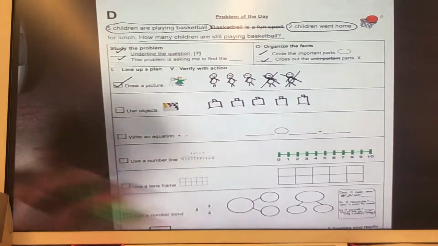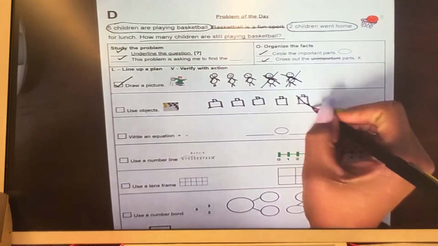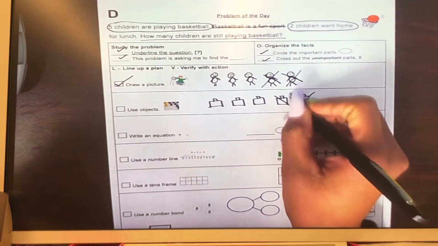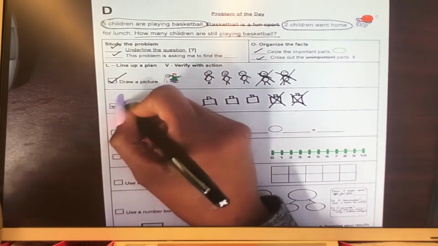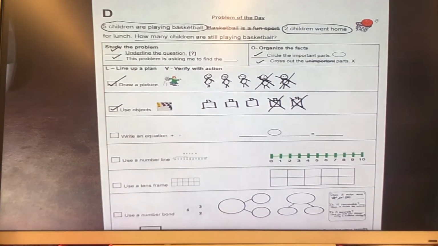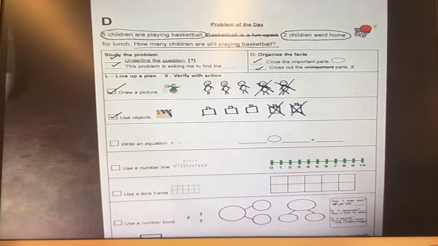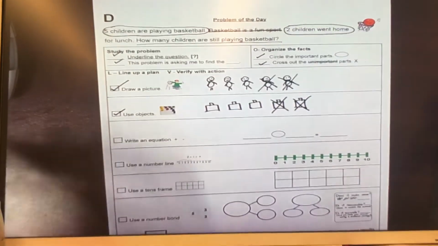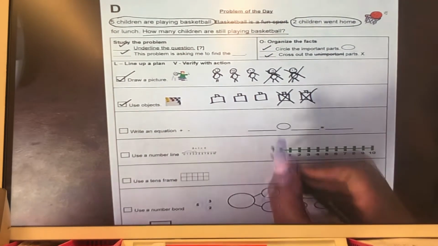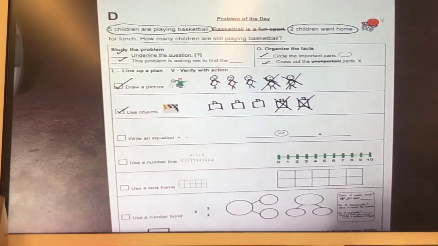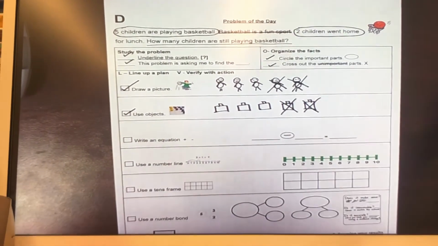Our 5 cubes, and we took 2 away. We crossed them out. 1, 2, and we have 3 remain. Check your box that you use objects. For all my mathematicians that did an equation, we know that take away, we use the minus sign. It's a subtraction problem. We take it away.